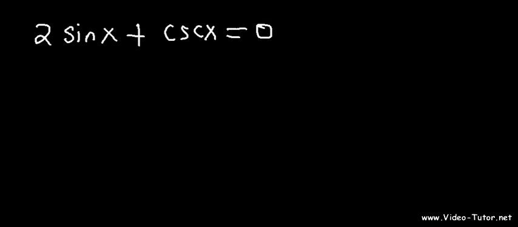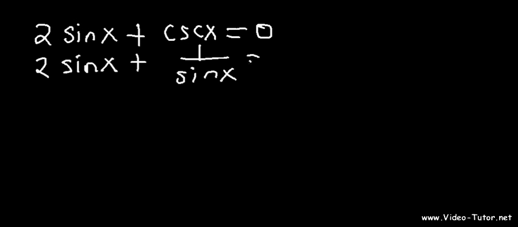In this video, we're going to focus on solving trigonometric equations. So let's start with the one that we have on the board. 2 sine x plus cosecant x equals 0. What do we need to do first? So cosecant x is the same as 1 over sine x. It's a reciprocal function. And right now we can't really solve for sine x.